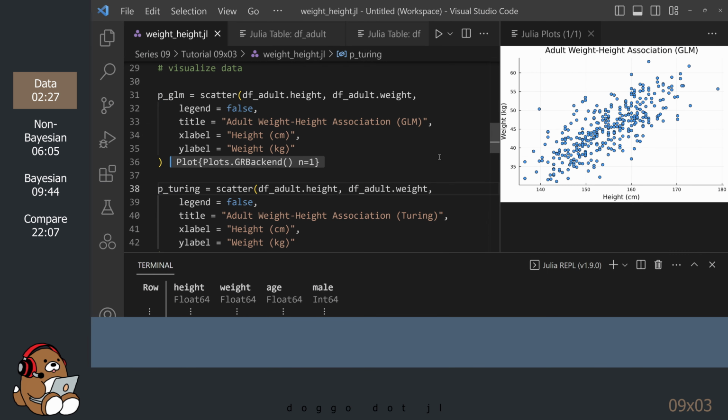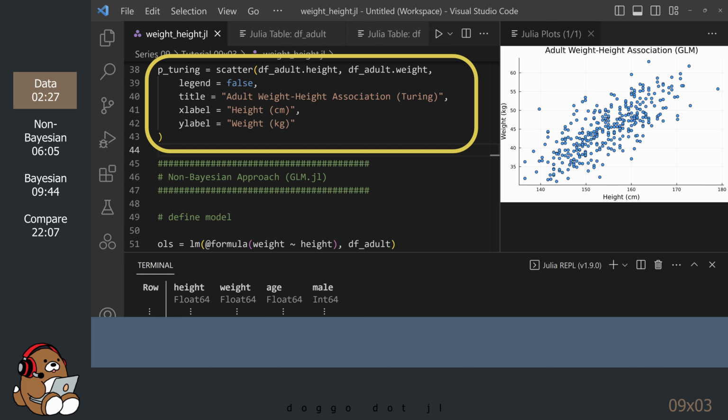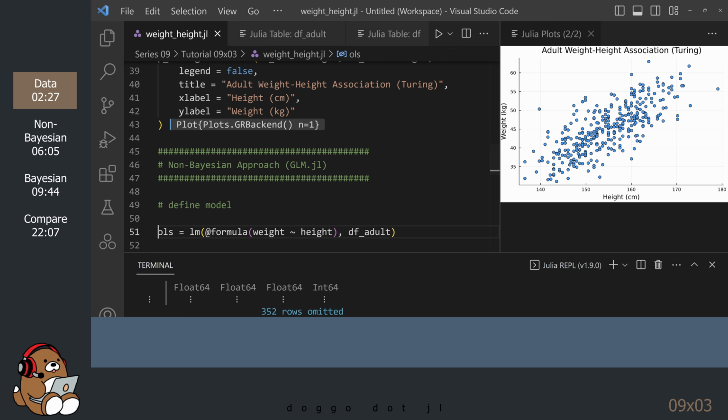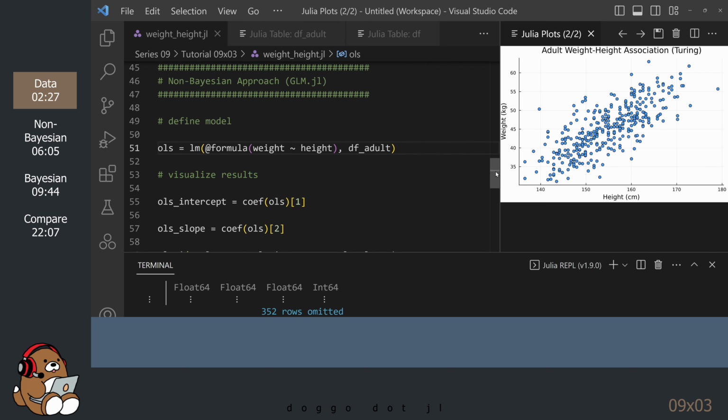I'm going to run this plotting recipe again so we can have a second plot showing the exact same data. We'll use the first plot for the non-Bayesian approach, and we'll use the second plot for the Bayesian approach. Okay, now that we've had a look at our data, let's see how to generate a non-Bayesian linear regression model.